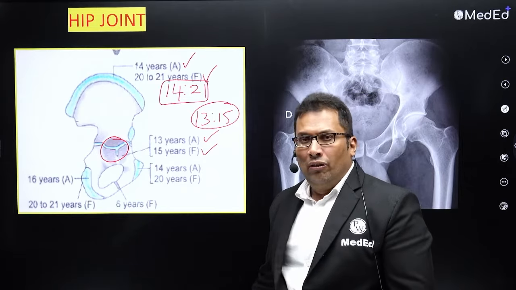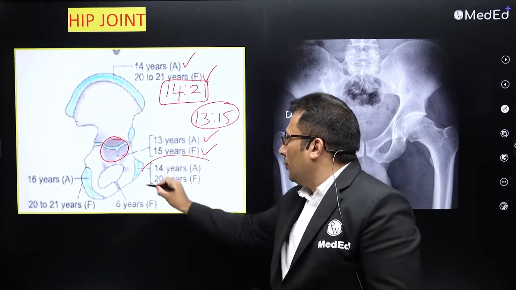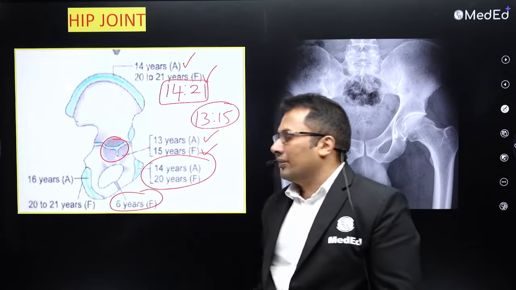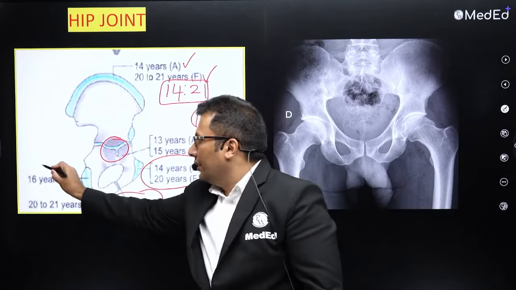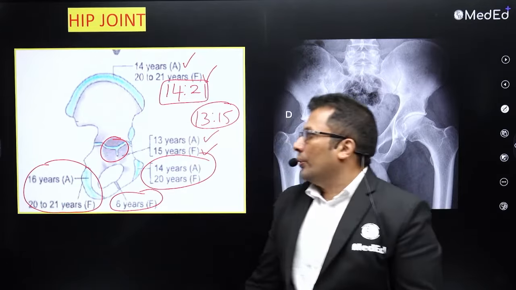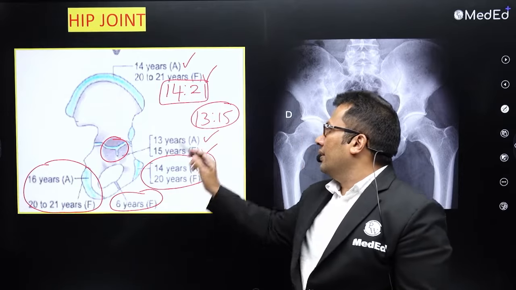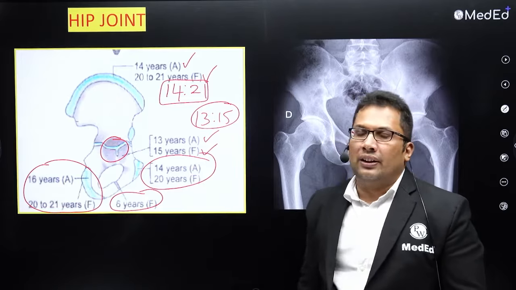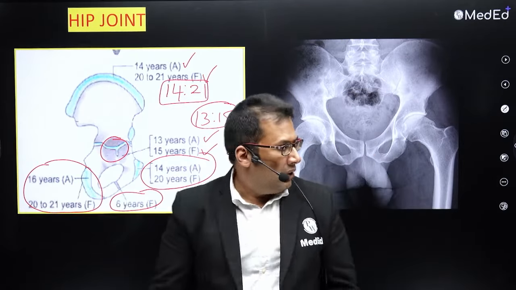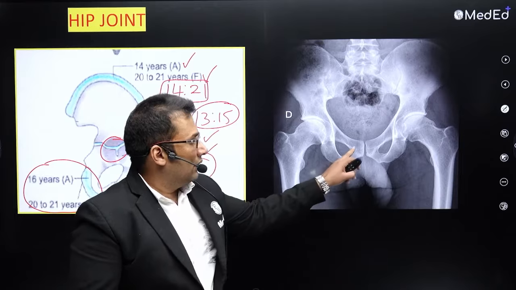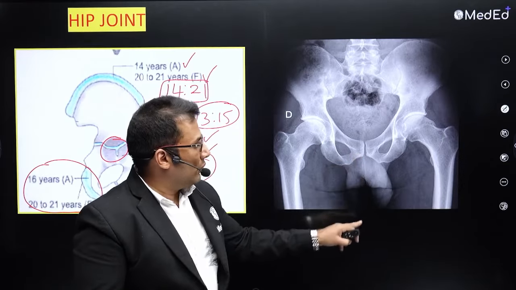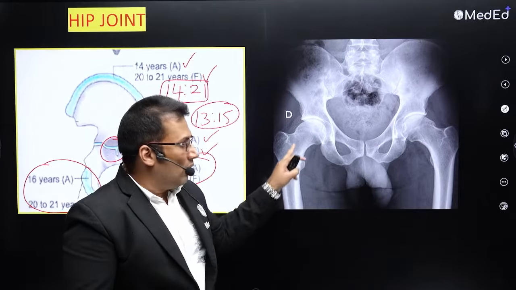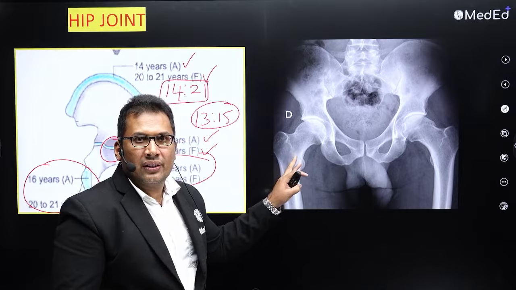Then pubis, that is 14, 20. Ischial ramus, 6 years. Ischial tuberosity, 16, 21. So 14, 21, 13, 15, 16, 21 and 13, 15 in triradiate cartilage. So you can make out here, the pubic bone that is formed and it is fused. Ischial tuberosity formed and fused. Upper end of radius appeared and all fused. So it must be more than 18 years looking at this.